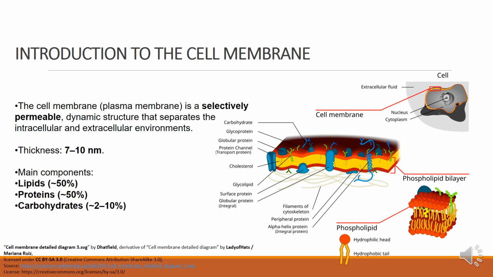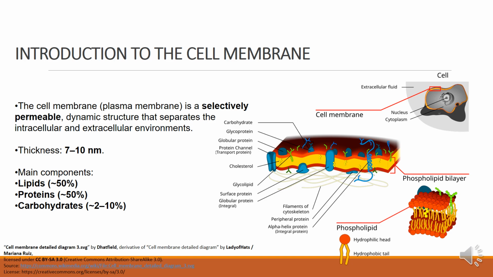The cell membrane, also referred to as the plasma membrane, is a dynamic and selectively permeable boundary that separates the intracellular environment from the extracellular space. Despite its thickness, approximately 7 to 10 nanometers, it plays a pivotal role in maintaining cellular integrity and function.